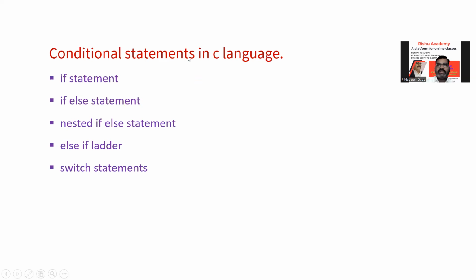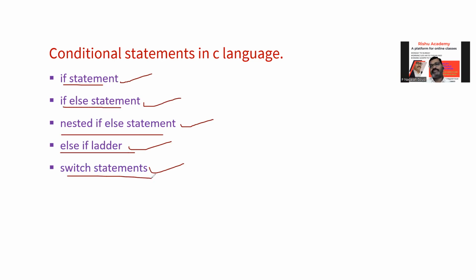Then what are the conditional branching statements? Look at the screen, please. The conditional branching statements are the if statement, if-else statement, nested if-else statement, else-if ladder, and switch statement. These are the conditional branching statements, or decision-making statements, or selective statements. We need to discuss them one by one.